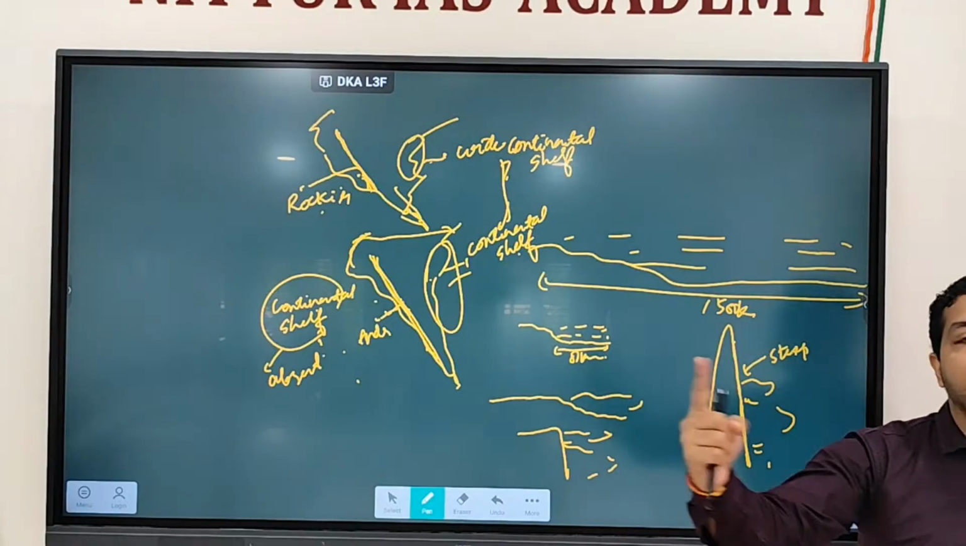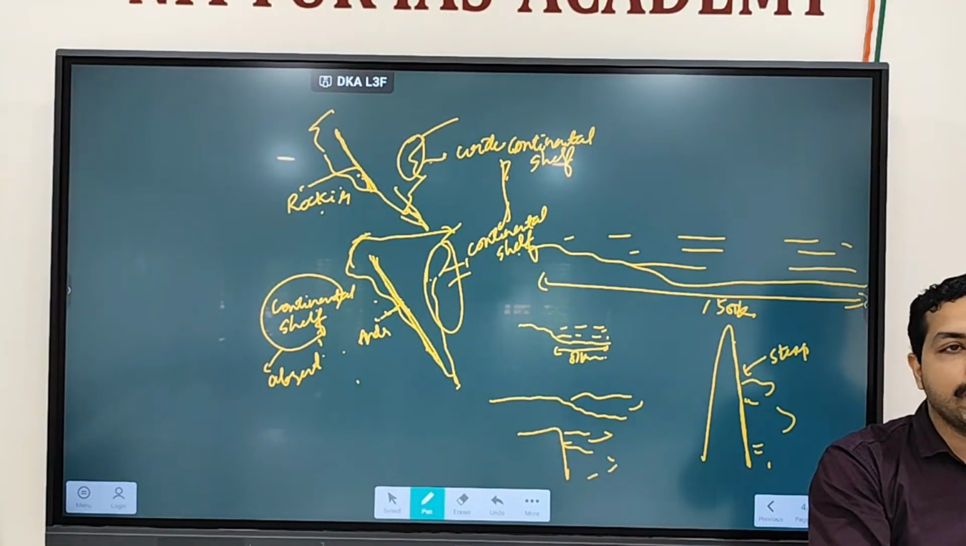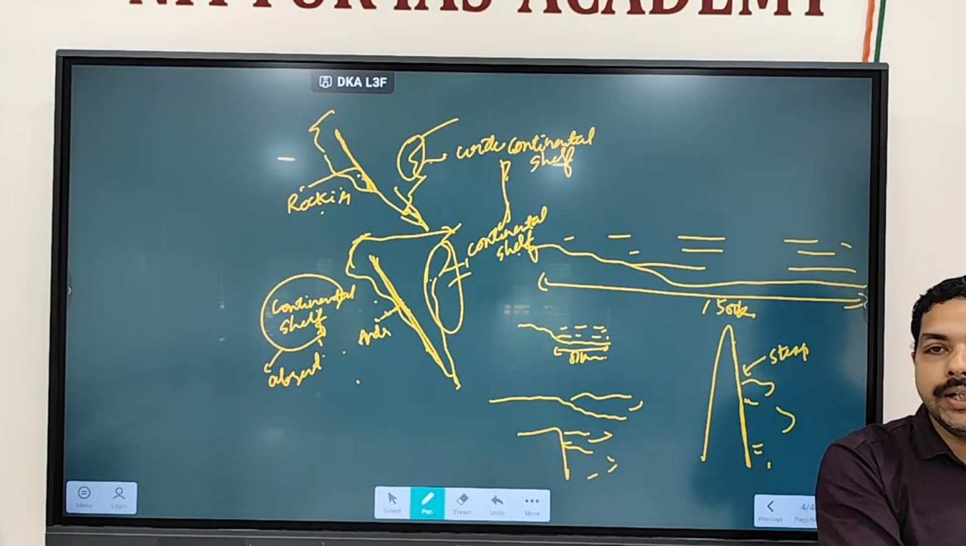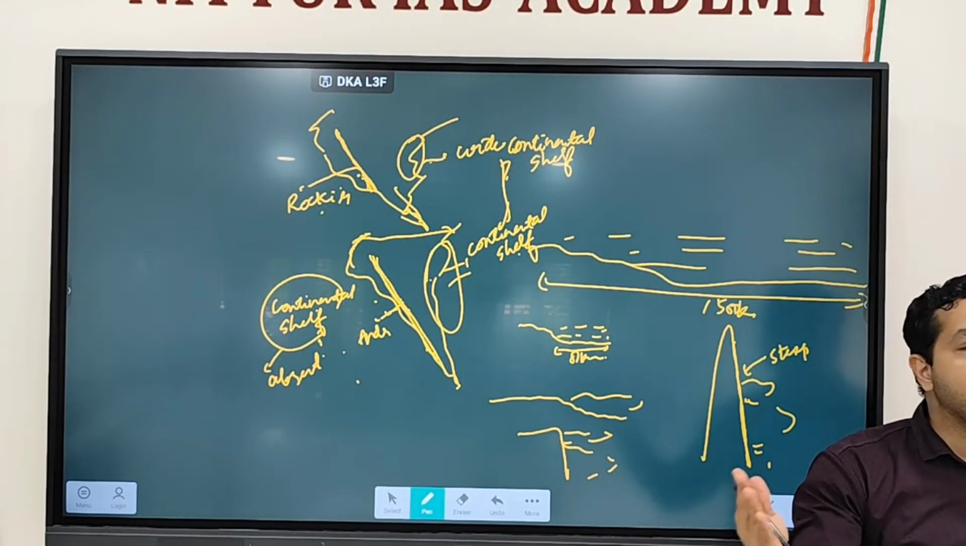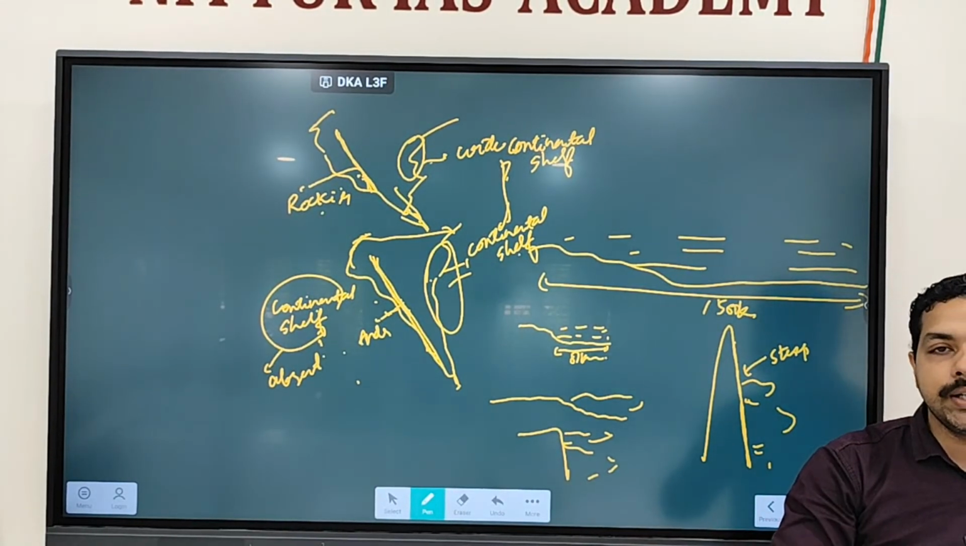The continental shelf can be 1500 kilometers wide also. It can be as small as 8 to 10 kilometers wide also. It can be absent also. It can be very wide also. So you can see the variation in the case of the continental shelf.